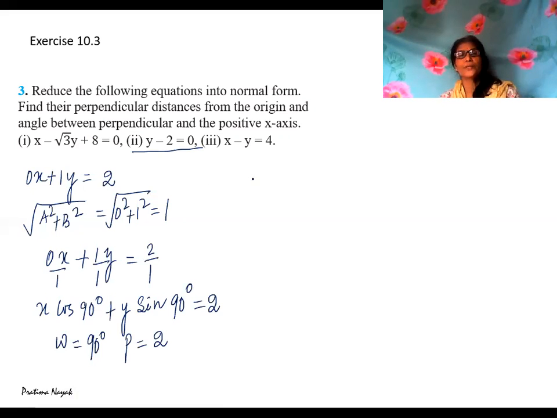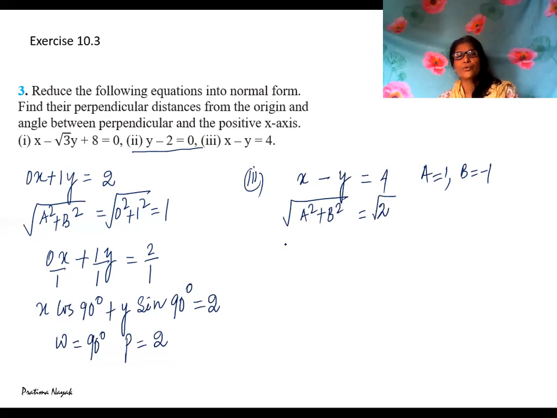Now coming to the third part. Here x minus y is equal to 4. So a is equal to 1, b is equal to minus 1. Then I'll divide throughout by under root a square plus b square. So this will be how much? It will be root 2, 1 plus 1. So 1 by root 2 x minus 1 by root 2 y is equal to 4 by root 2. That will be 2 root 2. So p is 2 root 2.